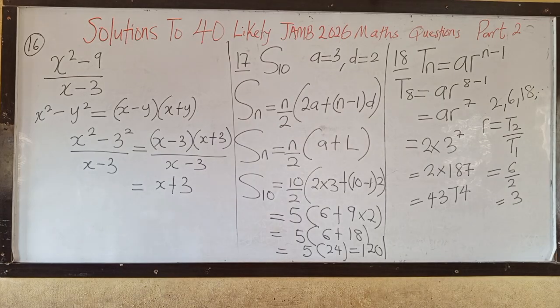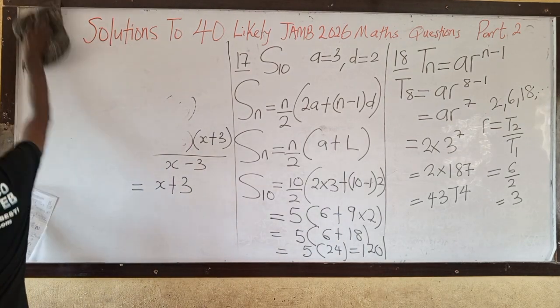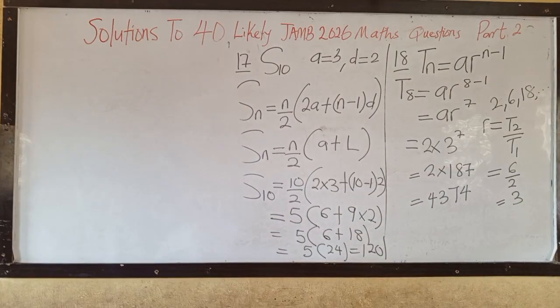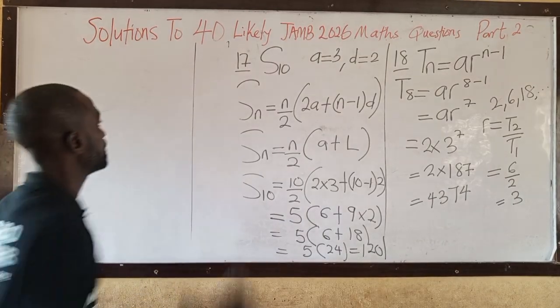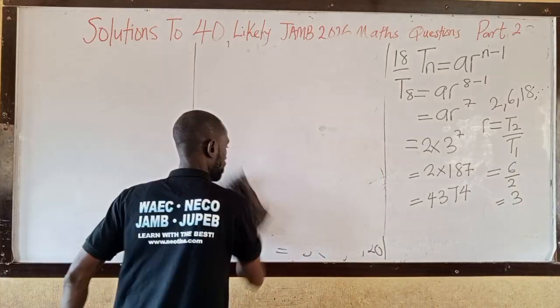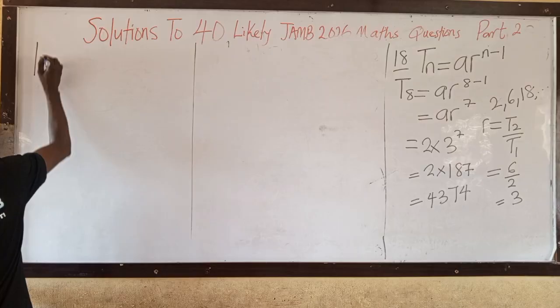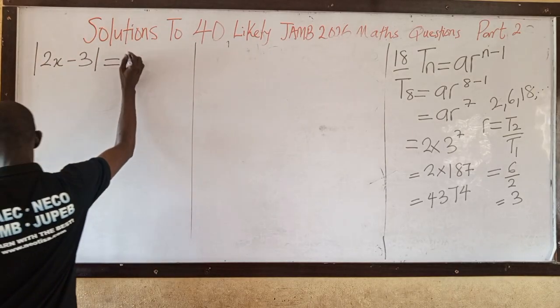Then, question number 19. Question number 19. Let me write it up. So, let us create more space here. Good. Question 19. So now this says modulo of 2x minus 3 equals 7.